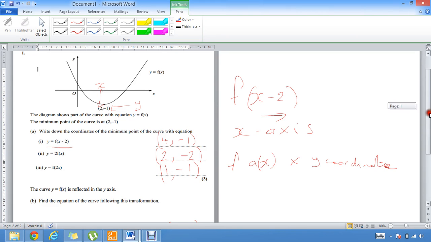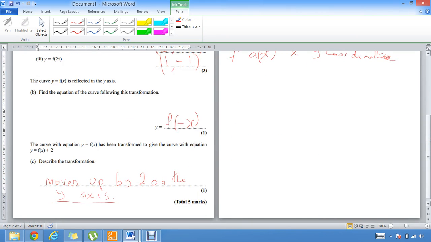Reflection on the y-axis, the minus is inside the bracket, and reflection on the x-axis, the minus is outside the bracket. And again over here, it's asking you to describe. Again, for an easy mark, you just say moves up by 2. A lot of students just say moves up by 2. That's great, but make sure you write down on which axis, just to secure that mark.